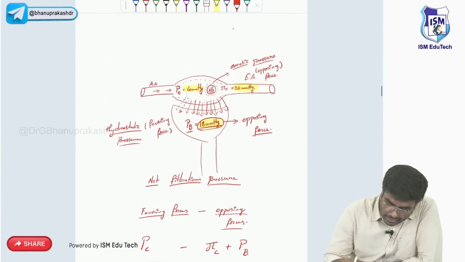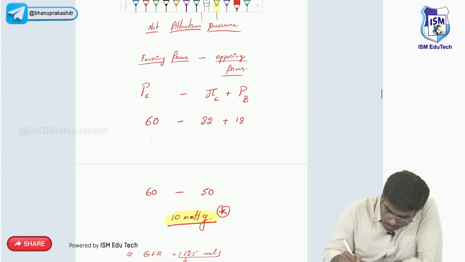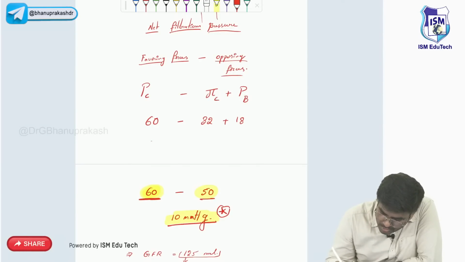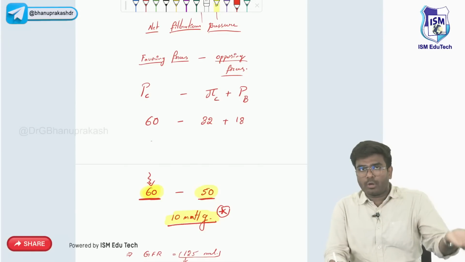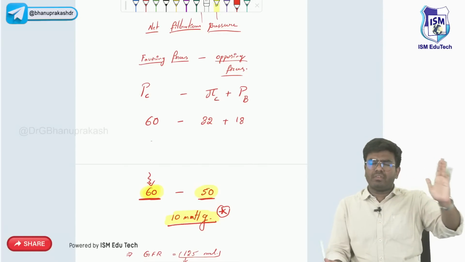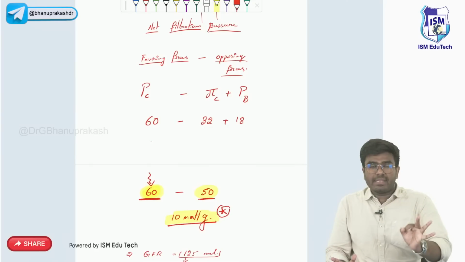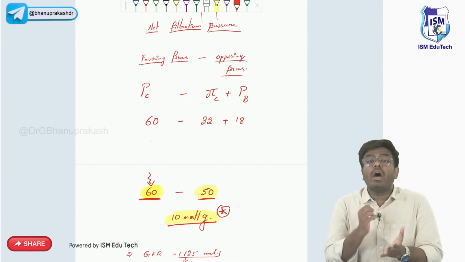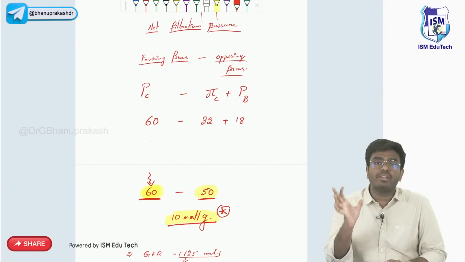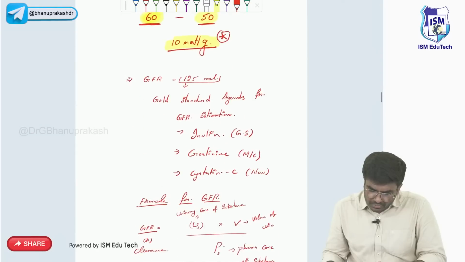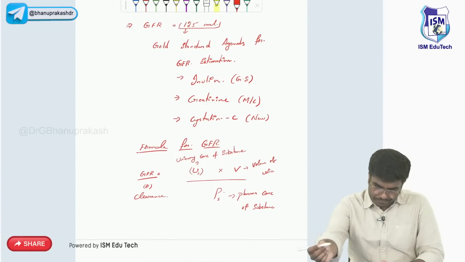Normally, there are two opposing forces and favoring forces. This is the favoring force, this is the opposing force for glomerular filtration. The favoring force is 60 mm Hg, the opposing force is 50 mm Hg. The favoring force is more. I am not going into detail about what the favoring forces are. Simply remember, guys, glomerular filtration happens with a pressure difference of 10 mm Hg. That's one important point which I want you to know before the exam.